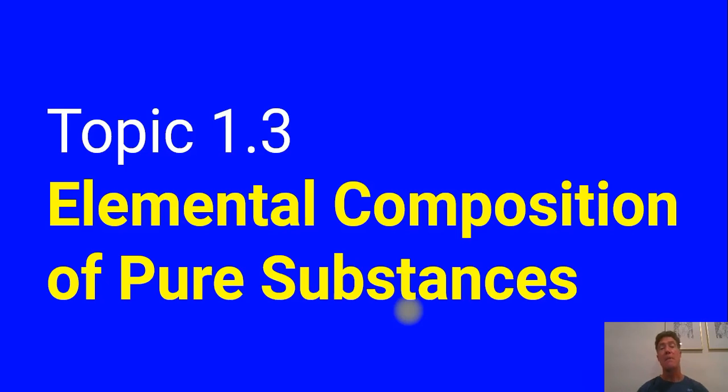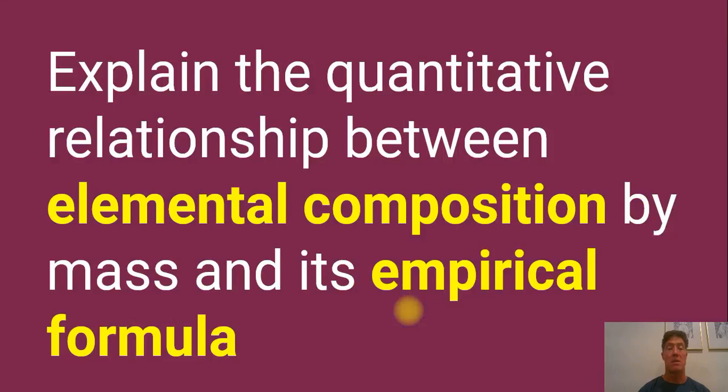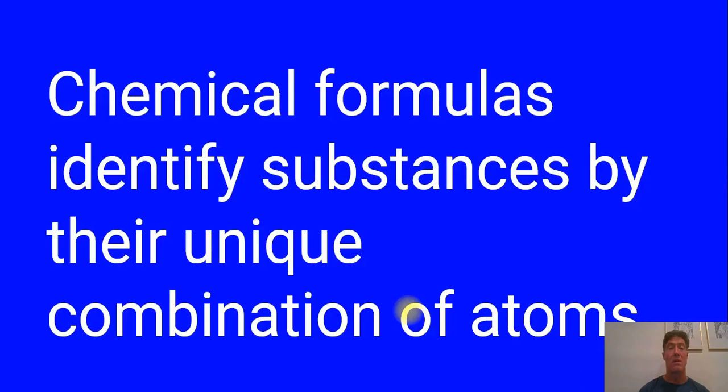All right, our third topic is elemental composition of pure substances. This allows us to explore the quantitative relationship between elemental composition by mass. So we can find what percentage of some compound is of various elements, and we can look at the masses of each of those individual elements. And from that, we can determine the empirical formula of that compound.